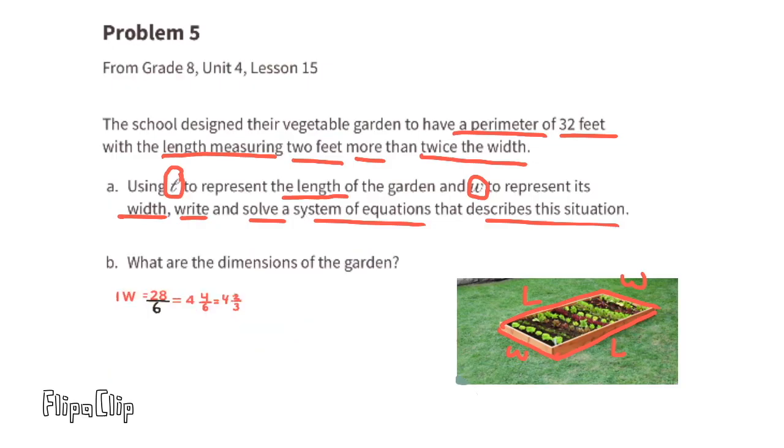Now we know that the width of the garden box is 4 and 2/3 feet, and the length of the garden box is 11 1/3 feet.